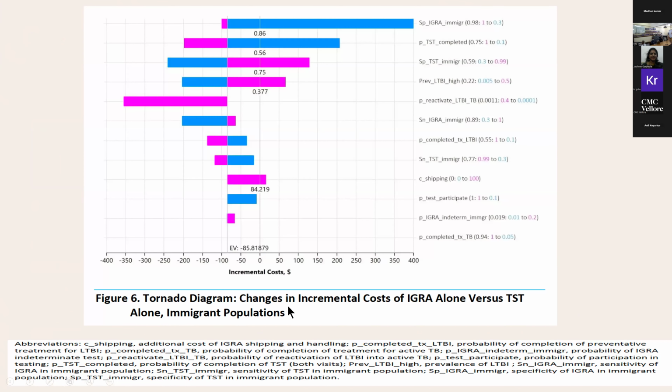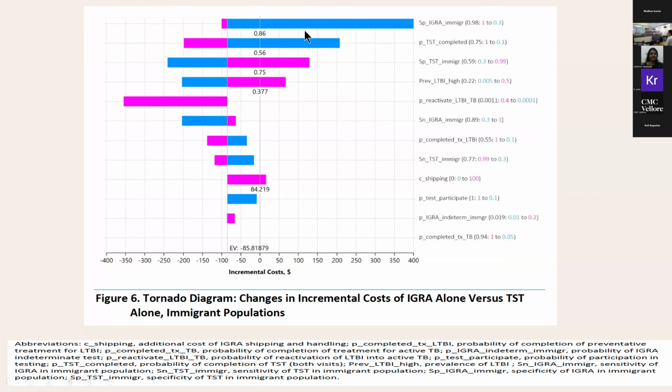So, the tornado plot shows the change in the incremental cost of IGRA alone versus TST alone in the immigrant population. This is the baseline cost. Now, if the specificity of IGRA among immigrants changes, right now they've pooled specificity around 0.98. Now say it becomes 1. If you have a higher specificity, the cost actually comes down further.